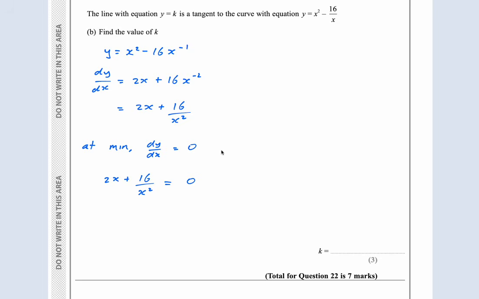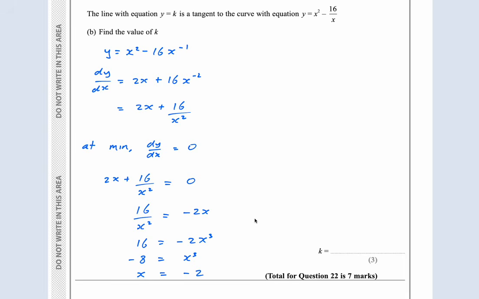This time I don't have x, but I'm trying to find x. So 16 over x squared equals negative 2x. Just subtract this, now multiply across. 16 equals minus 2x cubed, because x times x squared is x cubed. X cubed equals, divide by negative 2, negative 8, which means x is equal to negative 2.